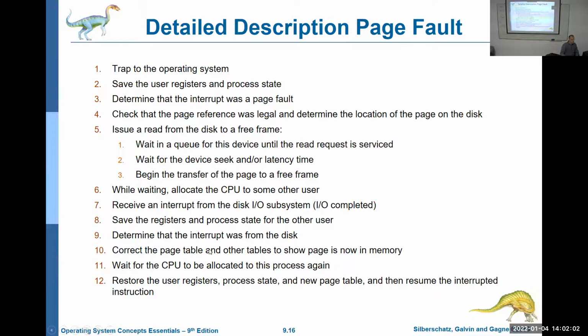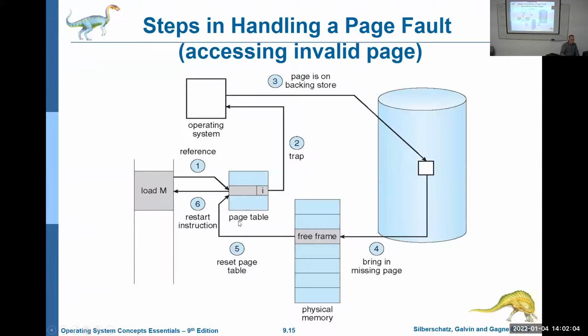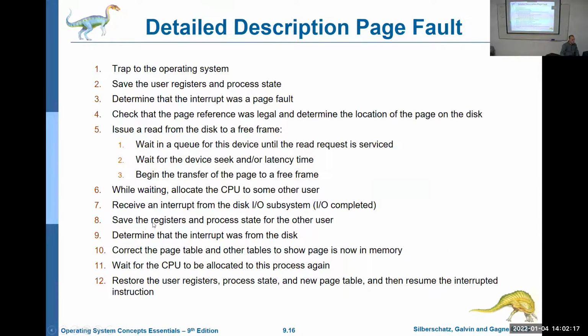Correct the page table. So now we're back to this picture here. Correct the page table 5, which means put in this gray box the location of this free frame and mark this I as a V. So correct the page table and other tables to show the page is now in memory. Wait for the CPU to be allocated to this process again.